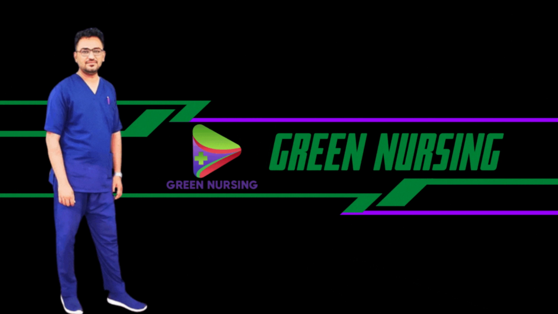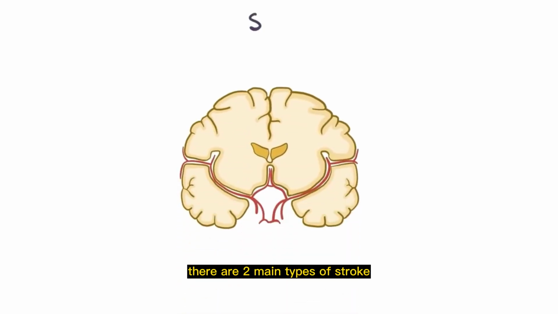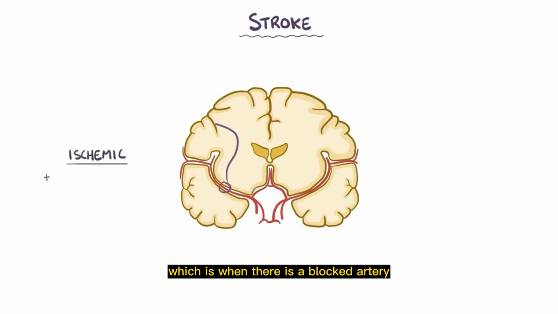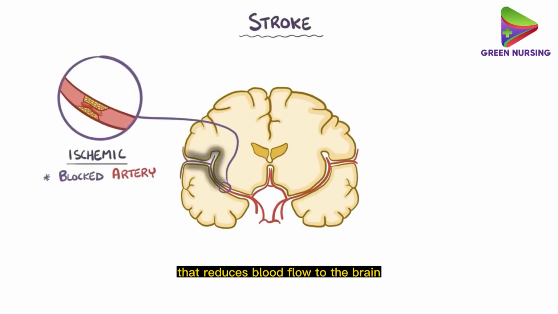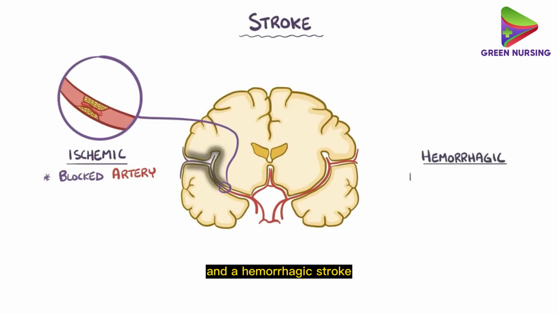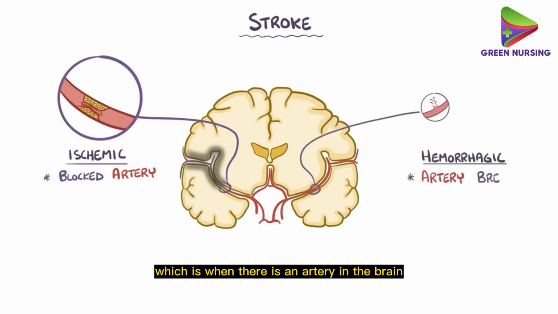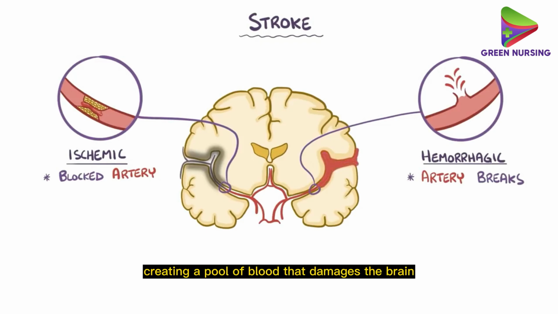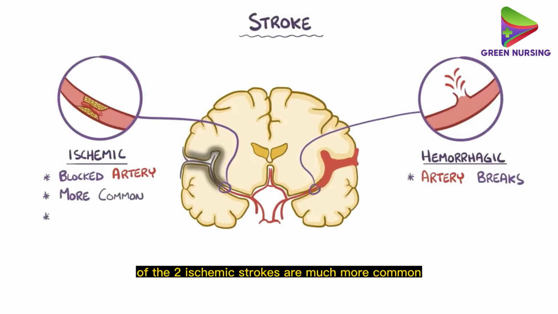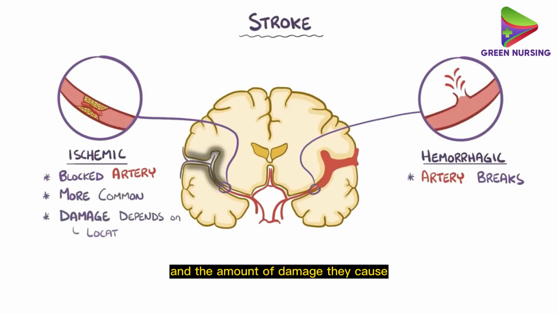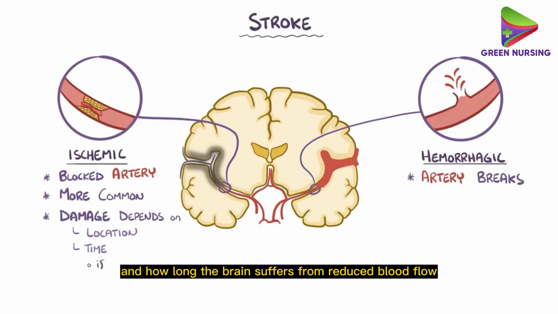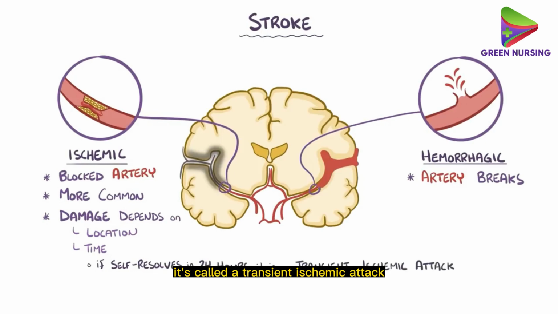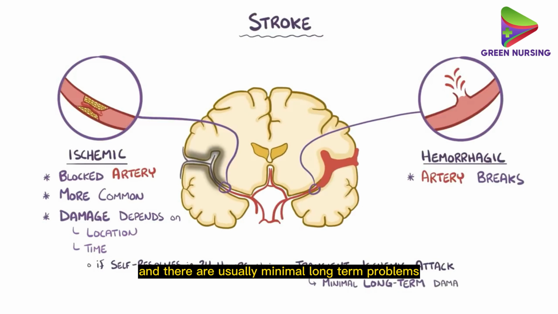Today I discuss stroke. There are two main types of stroke. An ischemic stroke, which is when there is a blocked artery that reduces blood flow to the brain, and a hemorrhagic stroke, which is when there is an artery in the brain that breaks, creating a pool of blood that damages the brain. Of the two, ischemic strokes are much more common, and the amount of damage they cause is related to the parts of the brain that are affected and how long the brain suffers from reduced blood flow. Now, if symptoms self-resolve within 24 hours, it's called a transient ischemic attack, and there are usually minimal long-term problems.